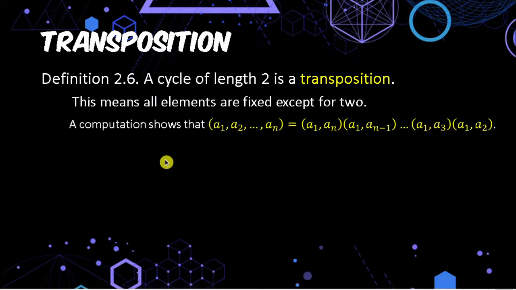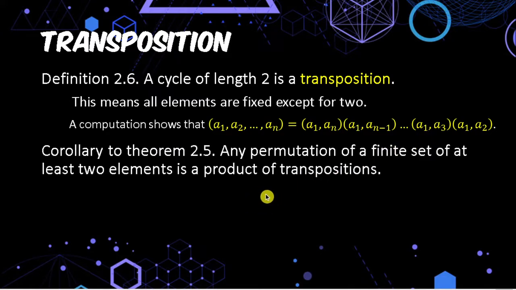Alright, this is a very powerful one. A computation shows that if you have a cycle, this is a notation for a cycle, kasi isang line lang eh. How do we write a cycle as a product of transpositions? Ito daw. A sub 1, i-pair natin sa last element, A sub n. And then, same element, A sub 1, i-pair natin sa next to the last element, kaya A sub n minus 1. Until, i-pair natin si A sub 1 kay A sub 2. So, these are transpositions because they are cycles of length 2.